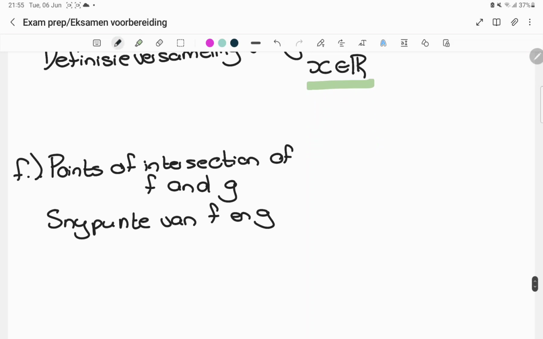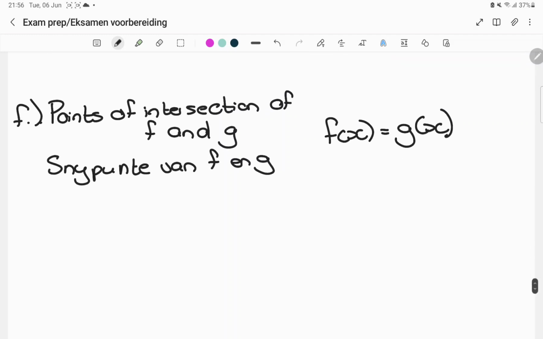Now to get the point of intersection of f and g, you know the point of intersection is where my two lines cross. So my snypunte kry, weet ek is die punt waar my twee grafieke sny. So I'm always going to take the equation of my first graph and put it equal to the equation of my second graph. Alright, so my first graph, my f of x was minus x squared plus 25, and my g of x was x plus 5.